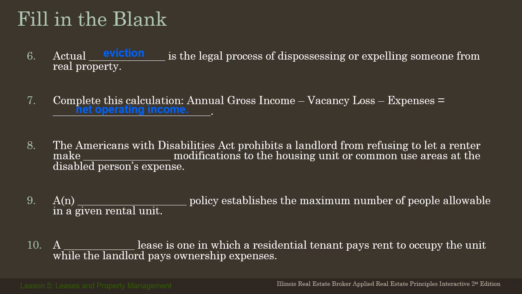Calculate this calculation. Annual gross income minus vacancy loss minus expenses is net operating income. That's the big number that investors want when they have investment property, let's say multi-unit apartment buildings. Investors don't particularly care what the property sells for, or what they're going to purchase it for.